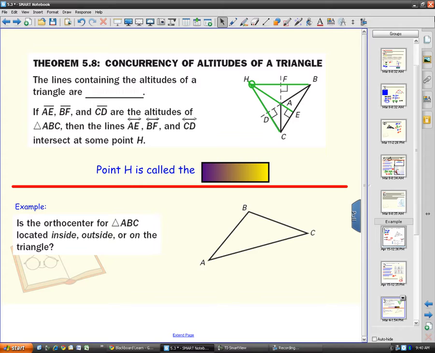So the lines containing the altitudes of a triangle are concurrent. And then basically they'll all intersect at the same point is really all we're saying. So this is called the orthocenter. And is the orthocenter of ABC located inside, outside, or on the triangle? Now, the reason they're asking this is because the orthocenter can end up in a different spot depending on where the altitudes are.